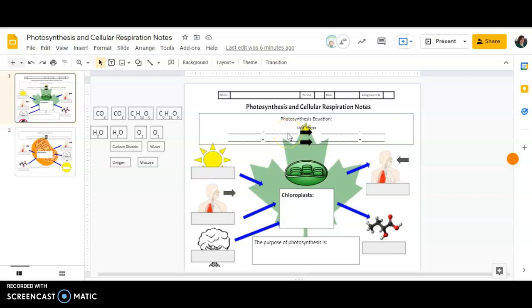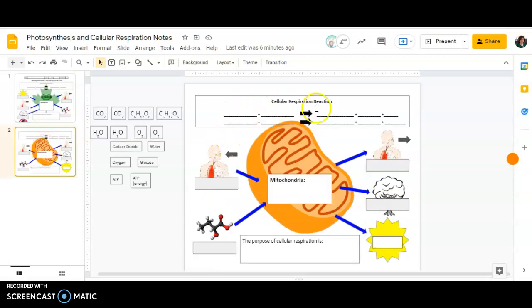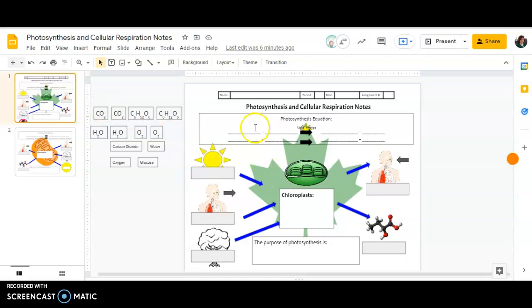All right, today we are talking about photosynthesis and cellular respiration. We're going to start on the photosynthesis slide, and then we're going to move to the cellular respiration part as soon as we're done with photosynthesis. The first thing we're going to do is talk about the chemical reaction that is occurring here. The first row is the chemical formula, and then the second row is going to be the words.